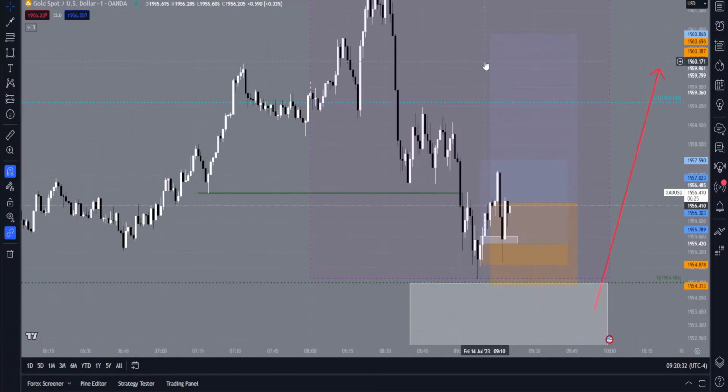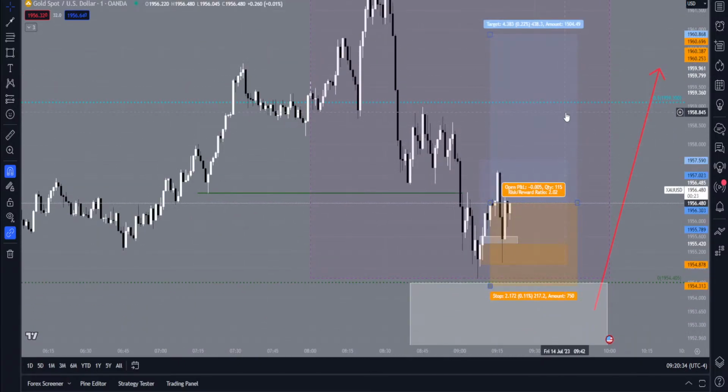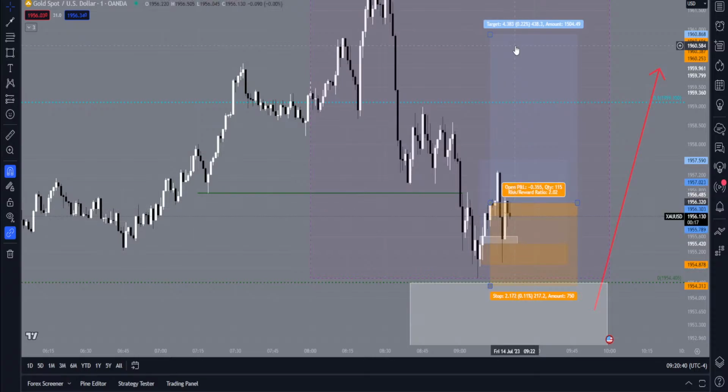And what's the take profit of this trade? 2R is at 1960.86. Okay, so my take profit and stop losses are already set.